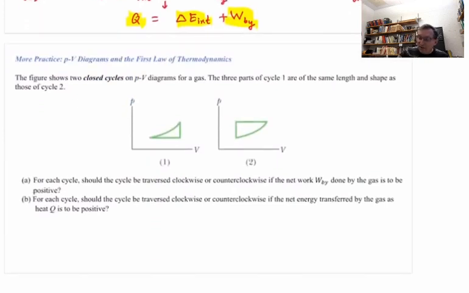Okay, here we close today with our class engagement exercise on Blackboard. More practice with PV diagrams and the first law of thermodynamics. This figure shows two what we call closed cycles on a PV diagram for a gas.